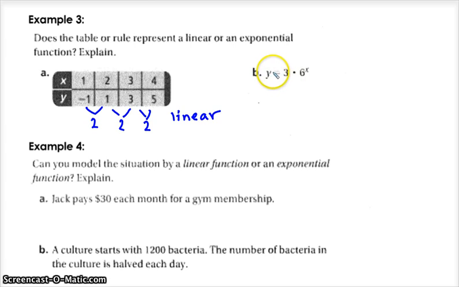Looking at part B, I've got a function that's y equals 3 times 6 to the x. That looks like y equals a times b to the x. Remember, an exponential function is any function of the form a times b to the x. This is an exponential.